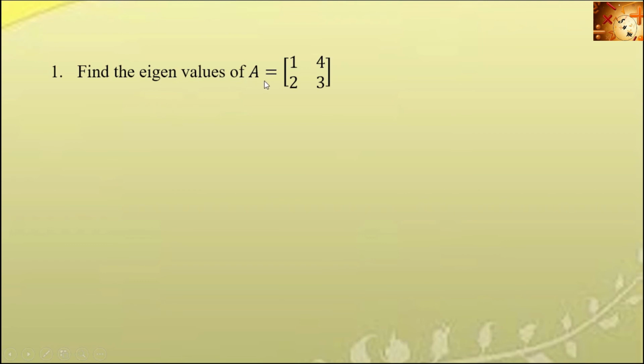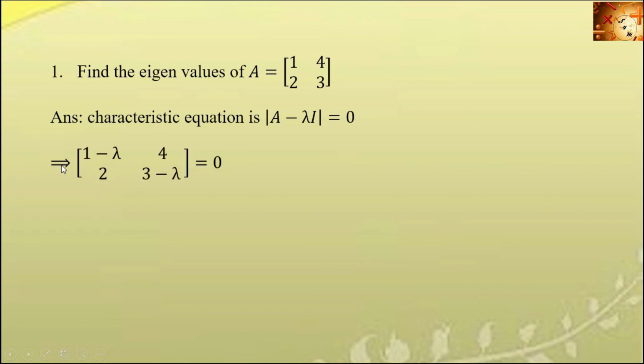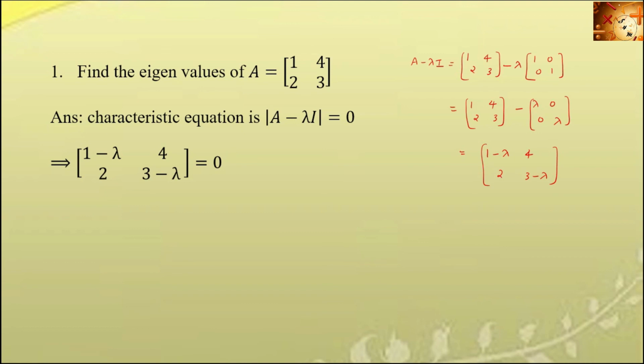Next problem, find the eigenvalues of A equal to 1, 4, 2, 3. This is a 2 by 2 matrix, so the characteristic equation will be second degree and it has 2 eigenvalues. Let's see. First of all, write the characteristic equation, that is determinant of A minus lambda I equal to 0. Here A minus lambda I is equal to the matrix 1, 4, 2, 3 minus lambda into I, where I is the identity matrix of the same order, that is 1, 0, 0, 1. So this is equal to 1, 4, 2, 3 minus lambda 0, 0, lambda. Then subtracting these two matrices, only the diagonal elements change. So A minus lambda I will be 1 minus lambda 4, 2, 3 minus lambda, equal to 0.